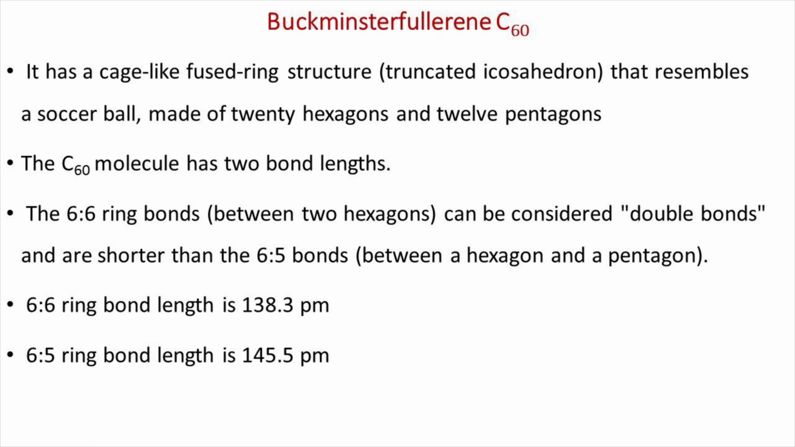One of the bond lengths is between two hexagons. It is considered a 6:6 ring bond and can be considered a double bond, and is shorter than a 6:5 bond, that is between a hexagon and a pentagon. A 6:6 ring bond length is 138.3 picometer. A 6:5 ring bond length is 145.5 picometer.